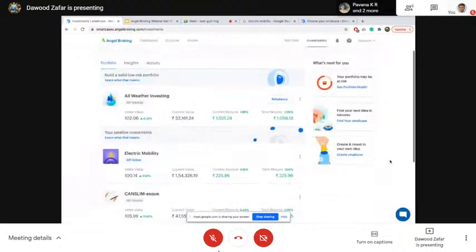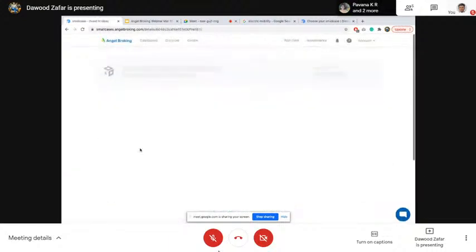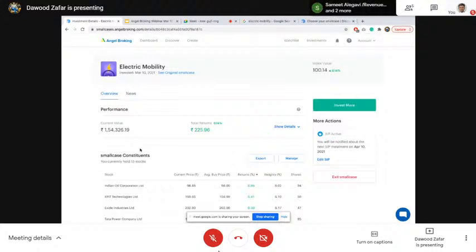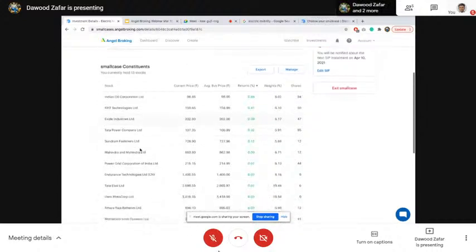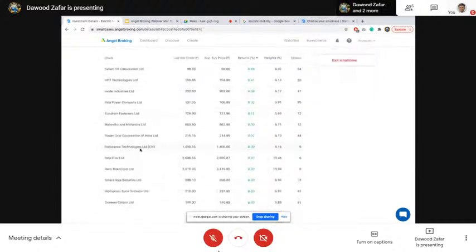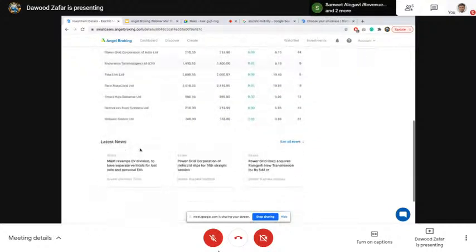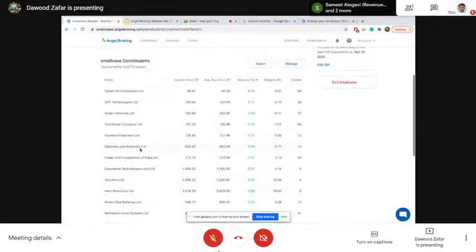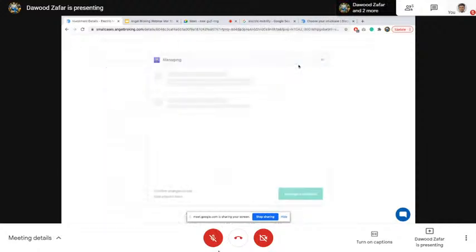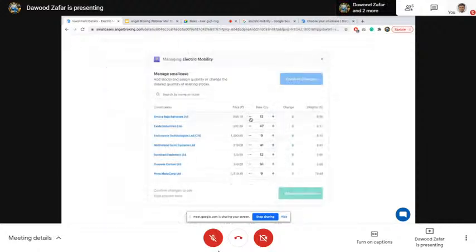Now let me explain. Let's say you have invested in this small case and it's been 6 months or 1 day or 3 days. You got some news ki some of the stocks in this portfolio has reached a peak and you want to book profits, or you think there is bad news coming up and you don't want to keep that stock in your portfolio. You can always come back. There is flexibility and control in your hand. Click on manage. You can always remove the stock from your portfolio or add. It's up to your convenience.